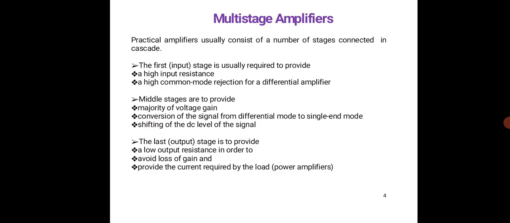A multistage amplifier consists of a number of stages connected in cascade. This is usually required to provide high input resistance and high common mode rejection for a differential amplifier. Normally that is provided by the first input stage, whereas the middle stages provide the majority of the voltage gain, conversion of the signal from differential mode to single-ended mode, and shifting of the DC level of the signal. The last output stage provides a low output resistance in order to avoid loss of gain and provides the current required by the load. That is normally used for power amplifiers.